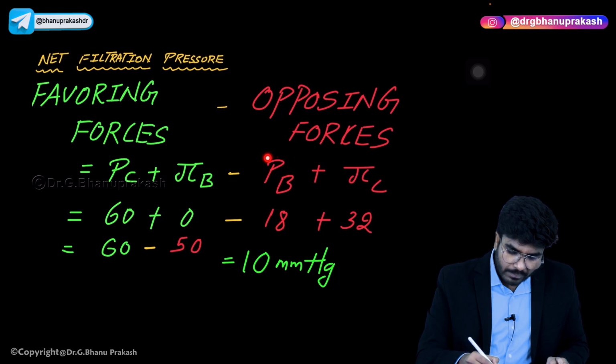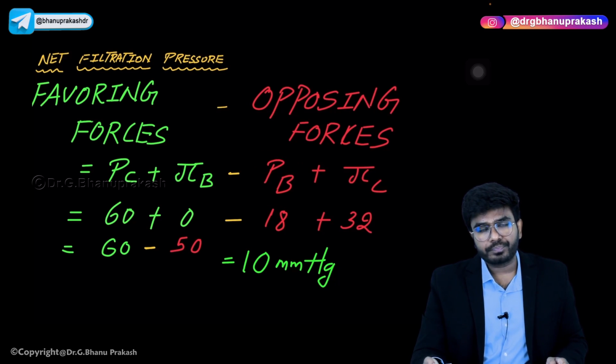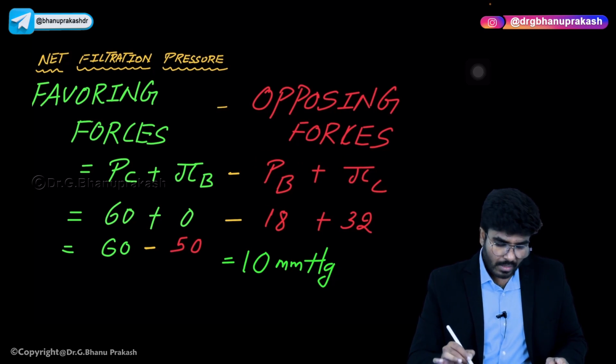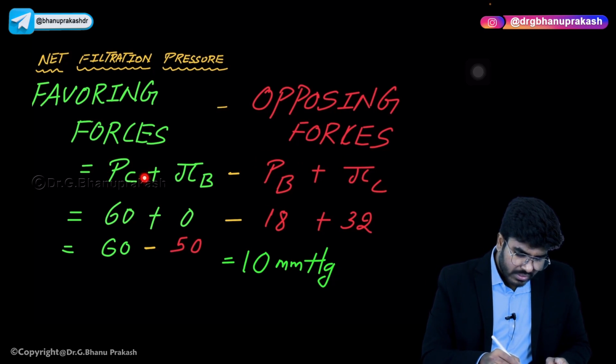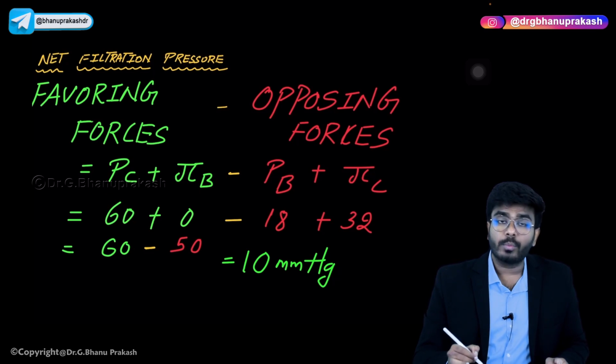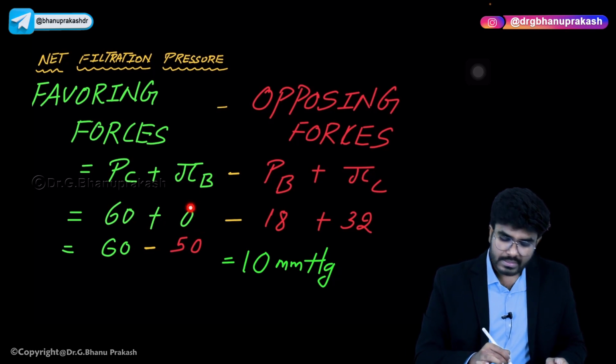The opposing forces are hydrostatic pressure in the Bowman's capsule and the osmotic pressure in the capillary. Now see, what is the hydrostatic pressure in the capillary? The hydrostatic pressure in the capillary is 60 mm Hg. And what is the osmotic pressure in the Bowman's capsule? We have to take it as 0.